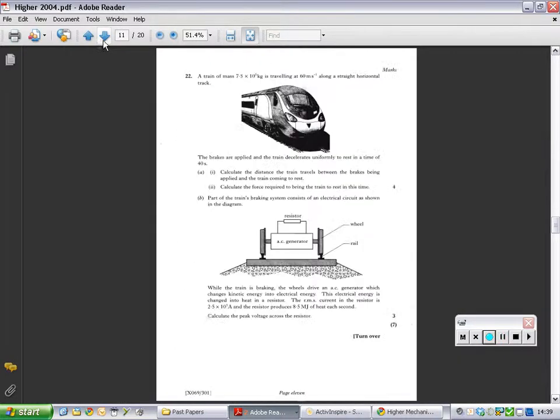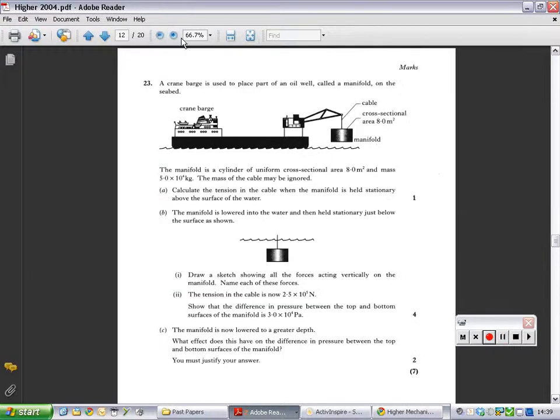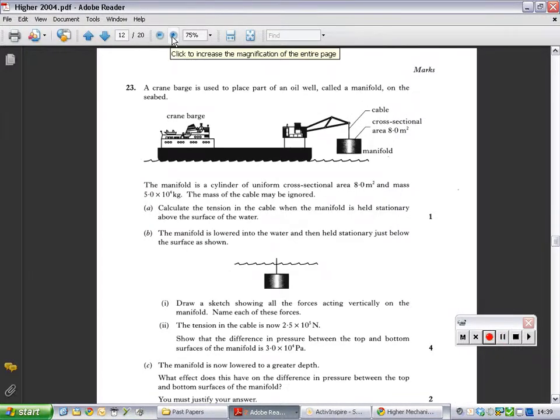I'm going to talk you through it, and then I'm going to give you 12 minutes to do it. Right, here we have a crane barge used to place part of an oil well called a manifold on the seabed. The manifold is a cylinder of uniform cross-sectional area, so there it gives you the surface area should you need it, and a mass of 5 times 10 to the 4 kilograms. There's your mass. The mass of the cable may be ignored. It's important to remember that. Calculate the tension in the cable when the manifold is held stationary above the surface of the water.